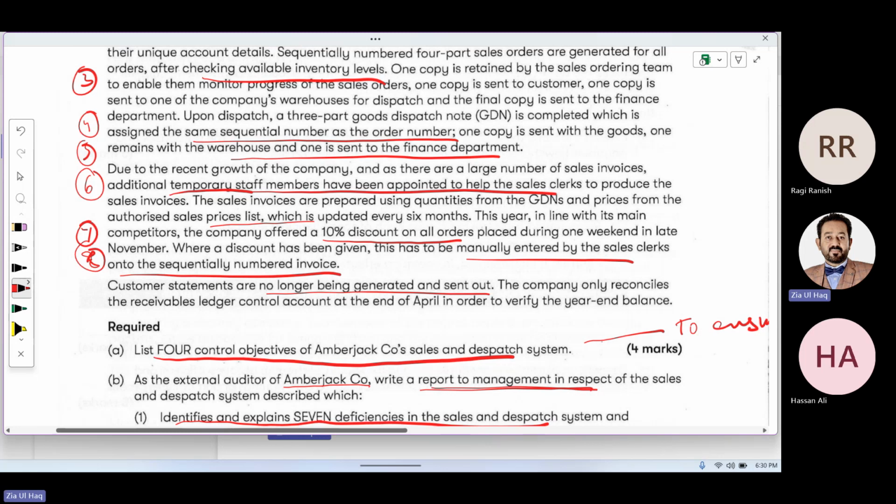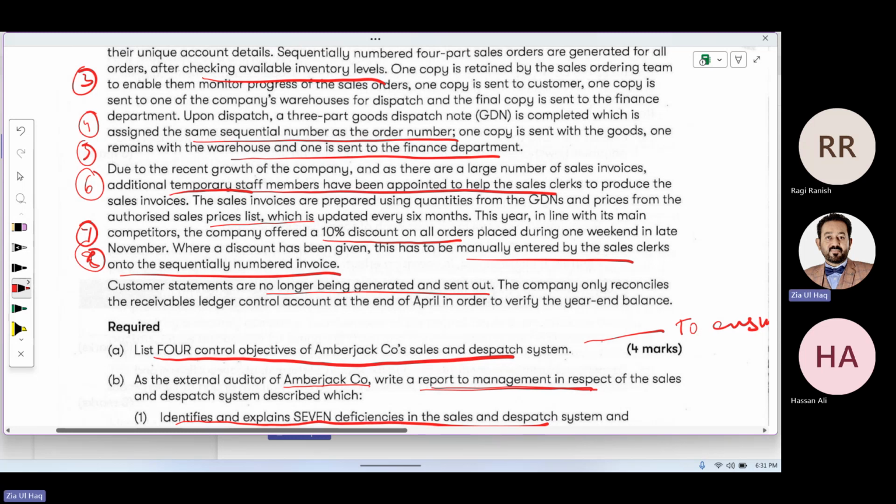If you are not sending it to the customer, then the customer's books might have a different balance and you have a different balance. This could result in delay in receiving payment from the customer. It could create a dispute with the customer over the amounts because you are not updating him on a regular basis. So the company should prepare and send customer statements on a monthly basis so that balances can be agreed with the customers.